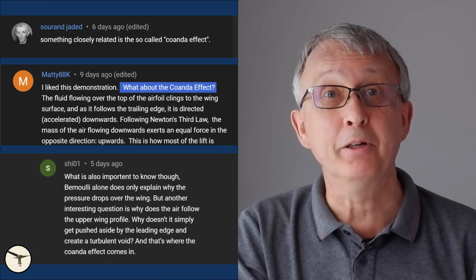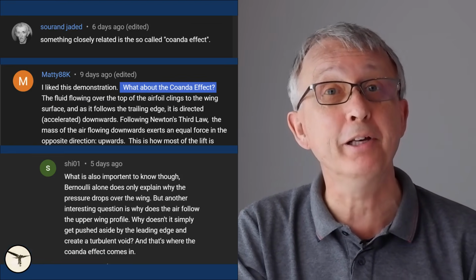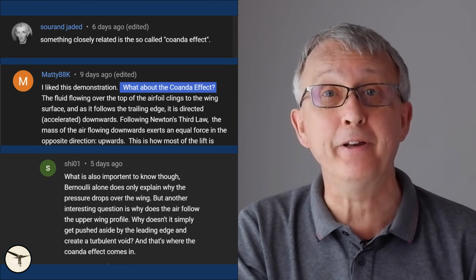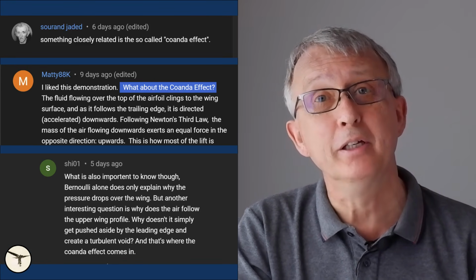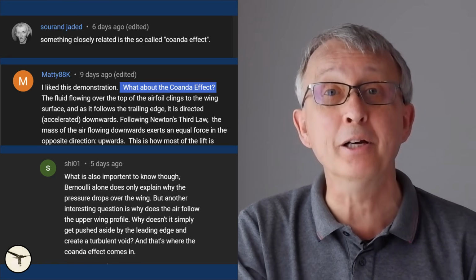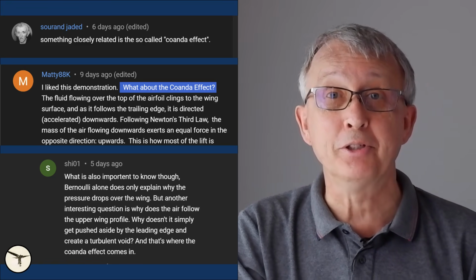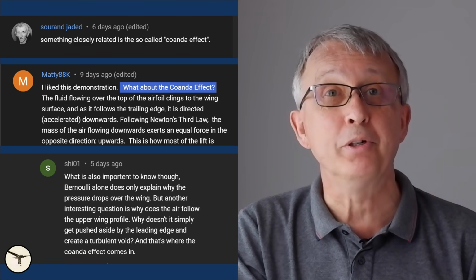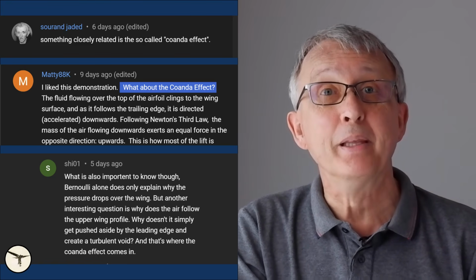Does the airstream follow the curvature of the wing because of the Coanda effect? Yes and no. Yes, because the Coanda effect can be used to increase lift. No, because when we're talking about lift, we are talking about the pressure difference above and below the wing. The Coanda effect works only on one side. So what is the Coanda effect then?